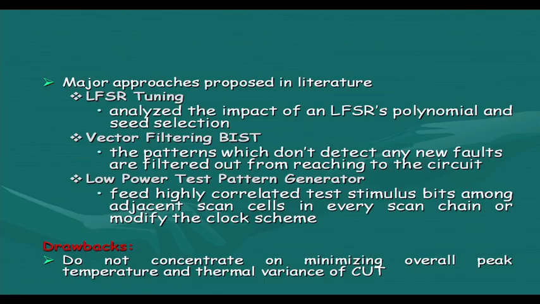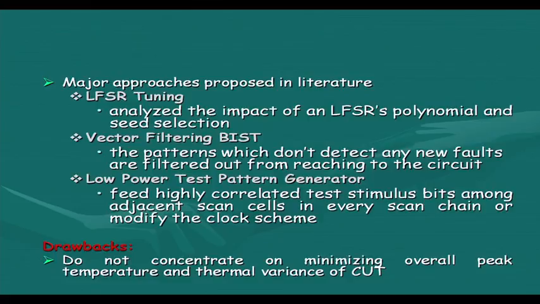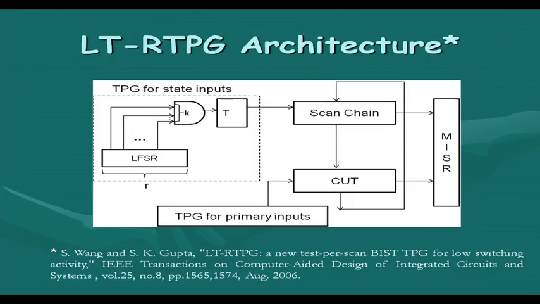Vector filtering we have seen previously, that is, test patterns which do not detect any new faults are excluded from the test pattern set. That can also be used, and so can low power test pattern generation. So, we feed highly correlated test stimulus bits among adjacent scan cells in every scan chain. This is another possibility, that is, if two successive bits are very similar to each other, then it can generate a low power test sequence. This is also done, but they do not contribute to the overall peak temperature reduction and thermal variance reduction.